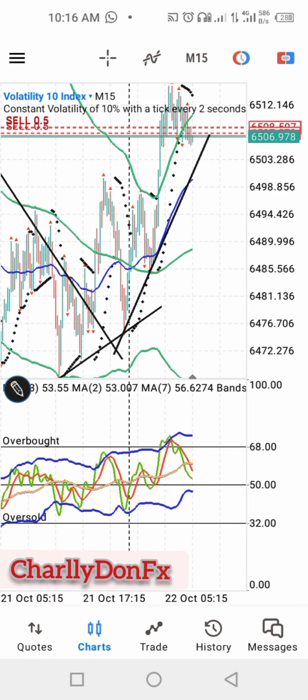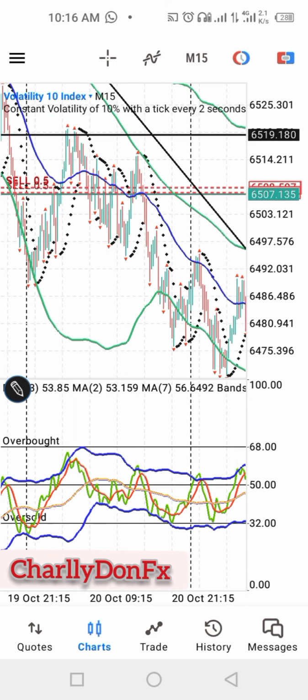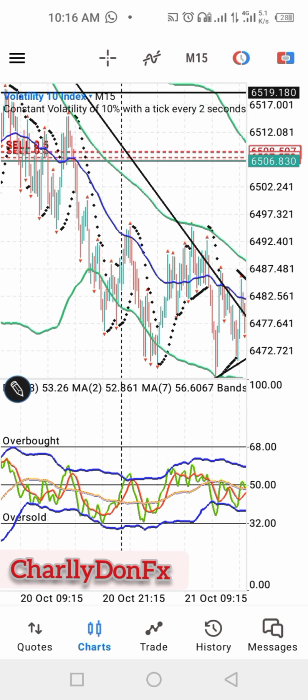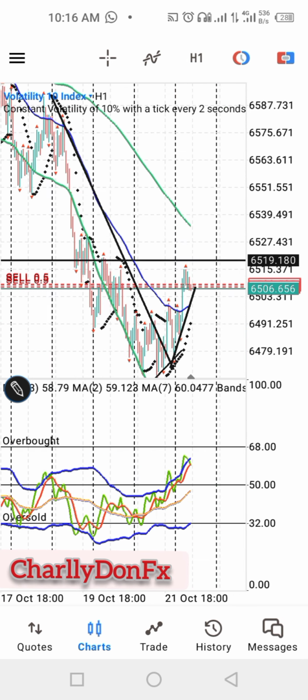Be expecting to sell. So now, take a look at this place where I initially took this trade. Whenever I want to place a buy or sell trade, I'll go over to my 1 hour, because 1 hour will give me a wider view. Now, take a look at this trade that I took from here.